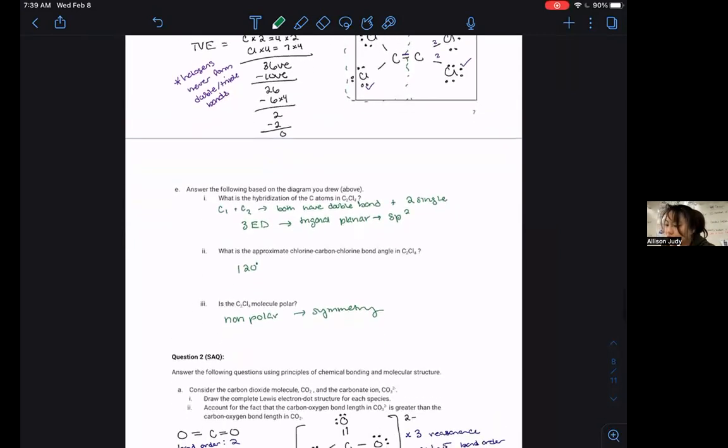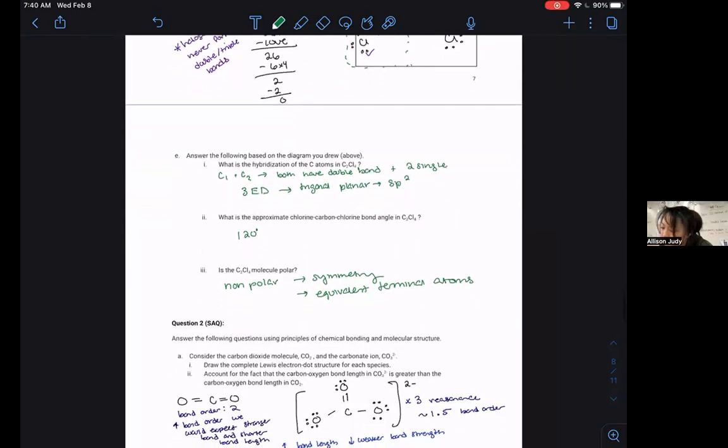All right. And of course, you have equivalent terminal atoms. So you have the same level of polarity at the individual bond level, and then you have a symmetrical shape, all going to cancel out.